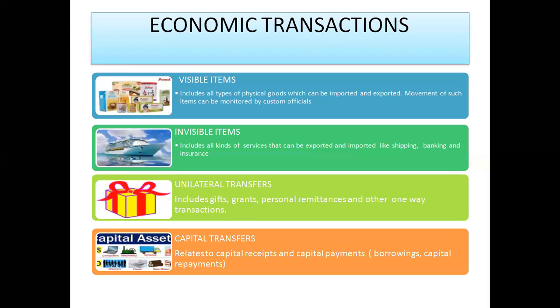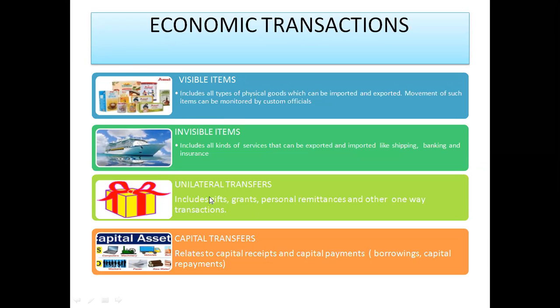In the same way, the invisible items are also covered. Invisible items means the services, for example IT services, shipping service, banking service, insurance service. That is also covered in the economic transactions, whatever one country is doing with another. That comes under the invisible items.